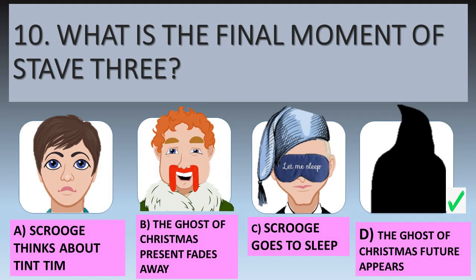Question number 10. What is the final moment of Stave 3? The very final moment of Stave 3 is the ghost of Christmas future appearing. So Scrooge goes to sleep after seeing Jacob Marley's ghost and after seeing the ghost of Christmas past, but the ghost of Christmas present walks away from Scrooge and fades away. His lifetime is only one day long, and the ghost of Christmas future appears to Scrooge and comes towards him draped and hooded like a mist.